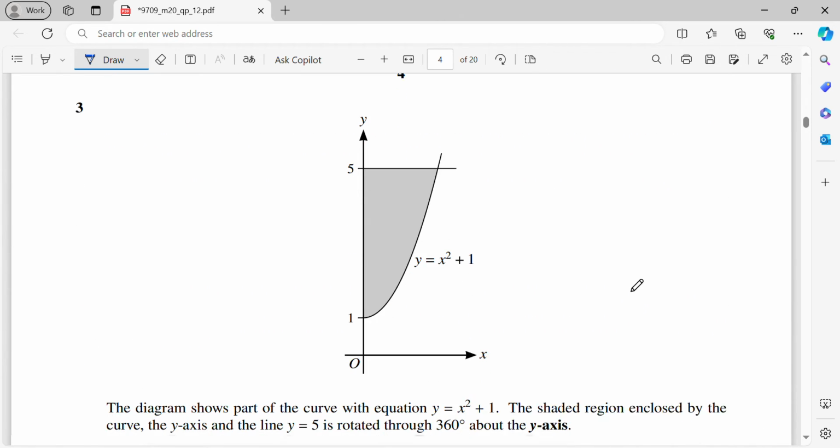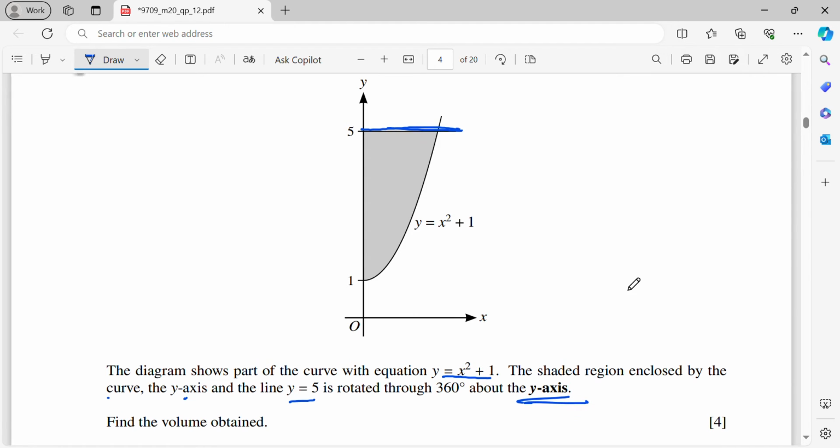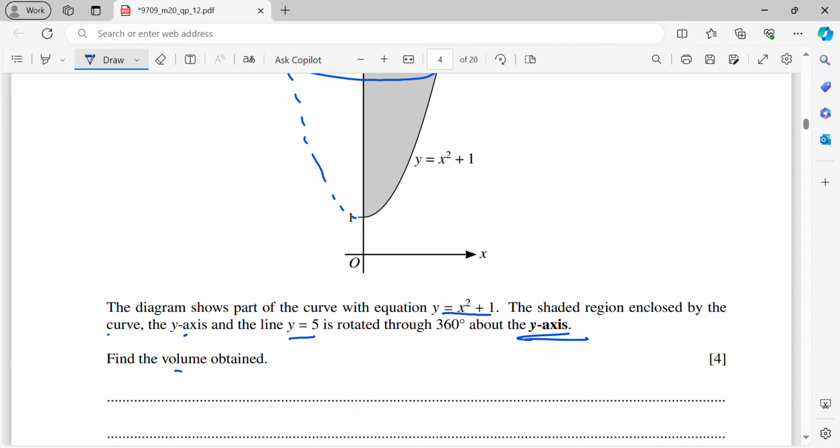Okay, now next question number 3. The diagram shows parts of the graph with equation y equals x squared plus 1 and the shaded region enclosed by the curve, the y-axis, and the line y equals 5, which is rotated through 360 degrees about the y-axis. So you are rotating this region through 360 degrees about the y-axis, which means you will be getting this solid. Then you need to find the volume.